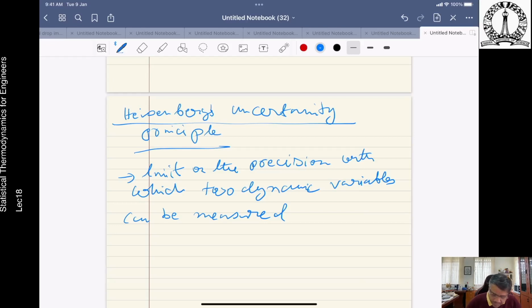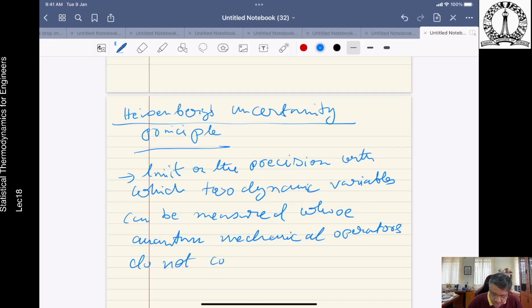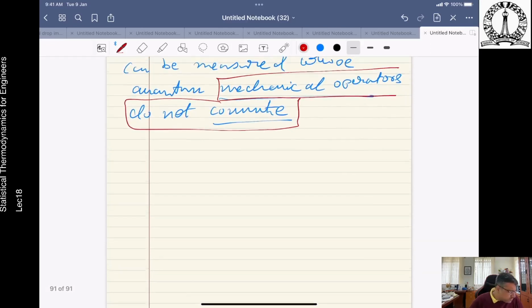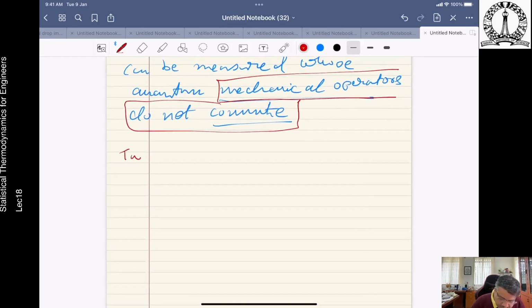two dynamic variables whose quantum mechanical operators do not commute. Those quantum mechanical operators do not commute. So let us take two dynamic variables, A and B.